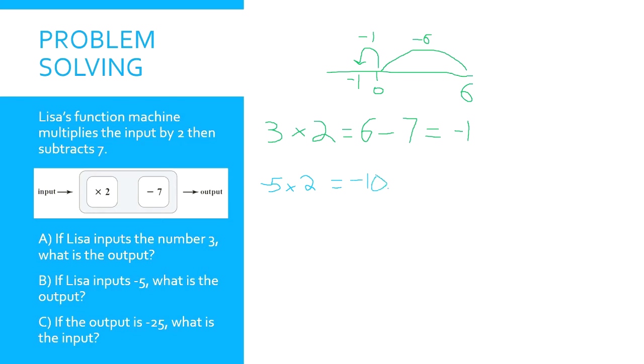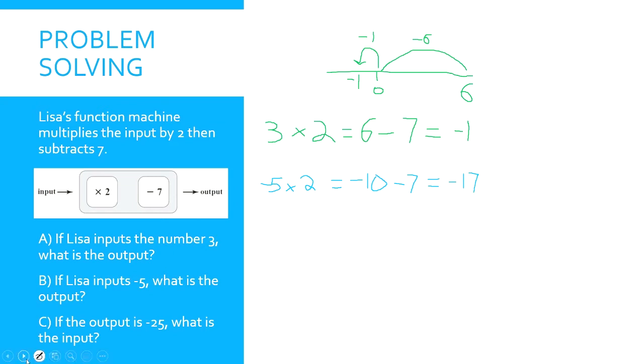Once I've got that negative 10, I now need to subtract another 7. So negative 10, subtract 7, I'm going another 7 down my number line, is going to give me an answer of negative 17.